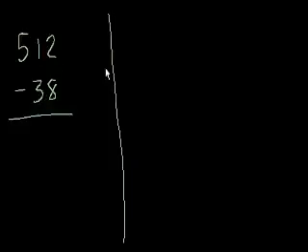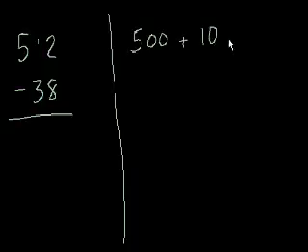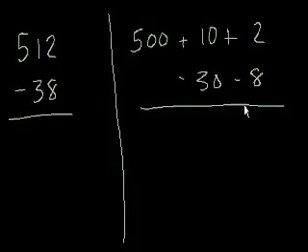Let's do another problem. If I had 512 minus 38, well, let's keep doing it that way I just showed you. That's the same thing as 500 plus 10 plus 2 minus 30 minus 8. Well, 2 is less than 8. I need a 10 from someplace. Well, one option we could do is we could just get the 10 from here. So then that becomes a 0. And then this will become a 12. Note that 500 plus 0 plus 12 is the same thing as 512 still.